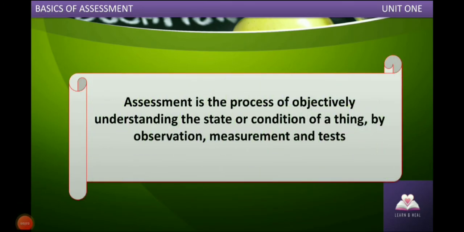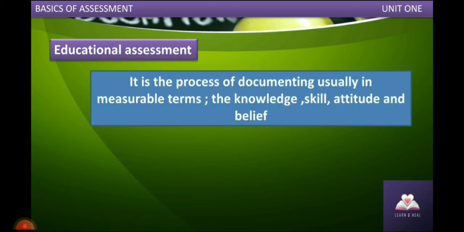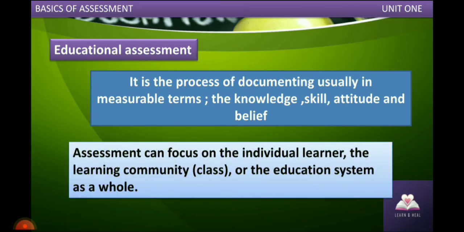Let us see the definition of assessment. Assessment is the process of objectively understanding the state or condition of a thing by observation, measurement, and test. So we are assessing the progress. How? By observation, measurement, and test. If you talk about educational assessment, it is a process of documenting, usually in measurable terms, the skill, knowledge, attitude, and belief of the child. Assessment can focus on the individual learner, the learning community, or the education system as a whole.